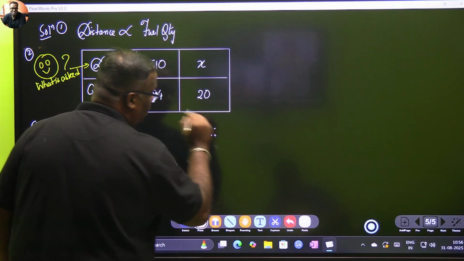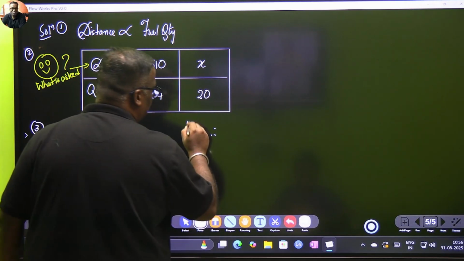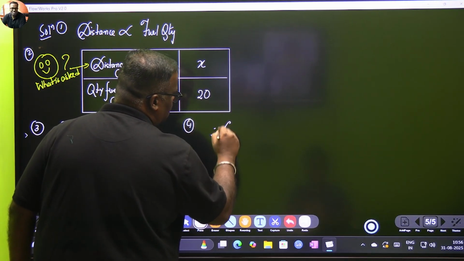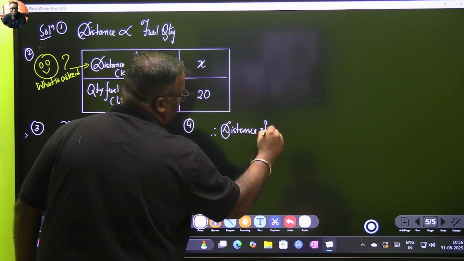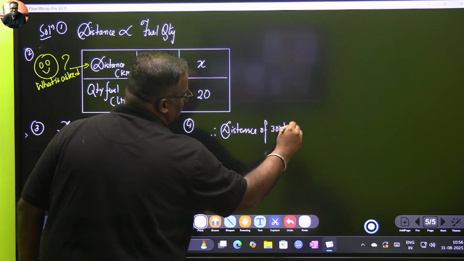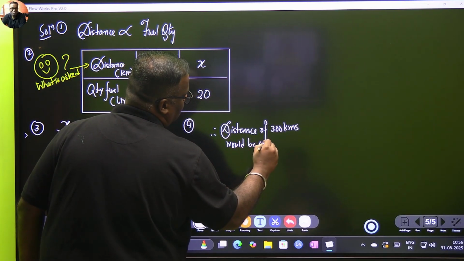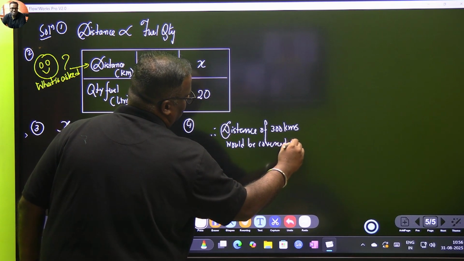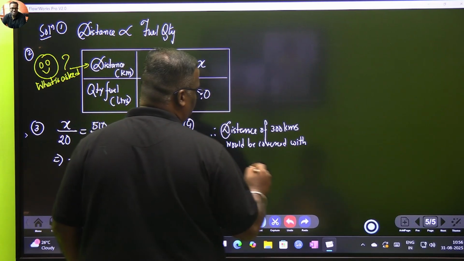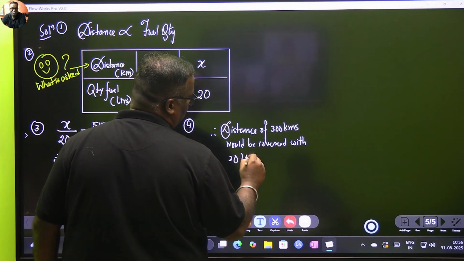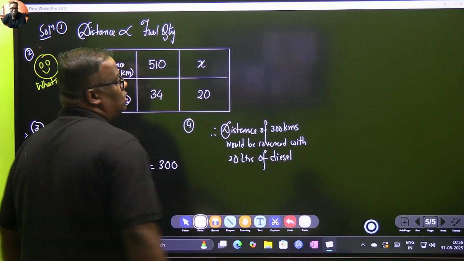Therefore, now we have to write our answer. X was your assumption. So on your fourth step, you say distance of 300 kilometers would be covered with how much? 30 liters, no, 20 liters, 20 liters of diesel. Very good. 20 liters of diesel. Use this same concept to solve.